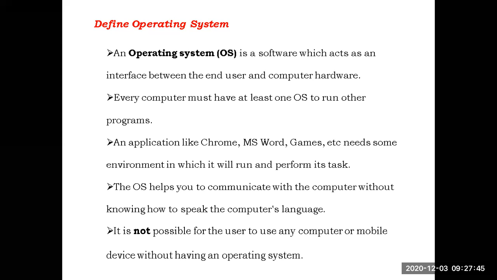The role of this operating system is simply to help the user communicate with the computer. It acts as a mediator or interface between the user and the computer. The user can communicate with the machine without knowing the machine language. It is not possible for the user to use any device without installing an OS. Without an operating system, the user cannot do anything. Is it clear, these points?